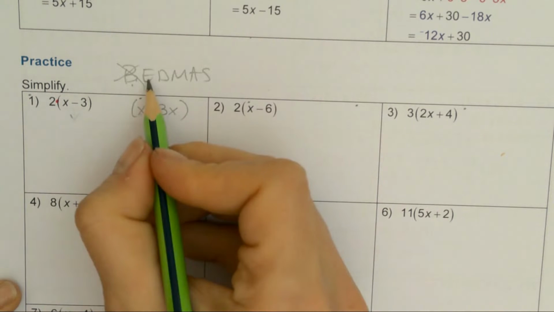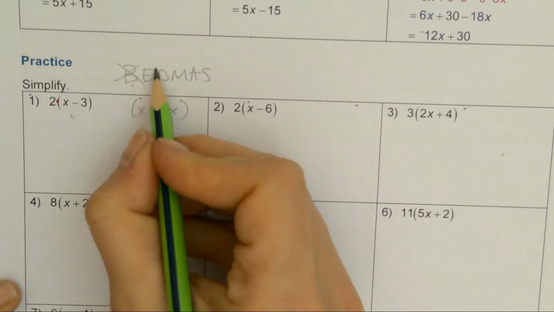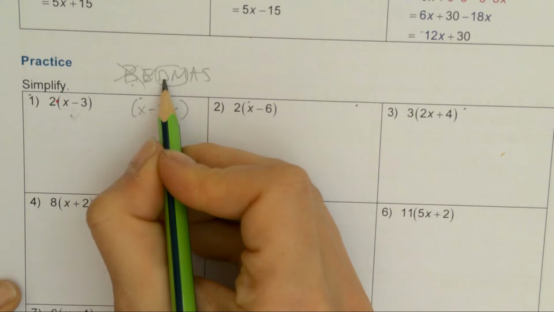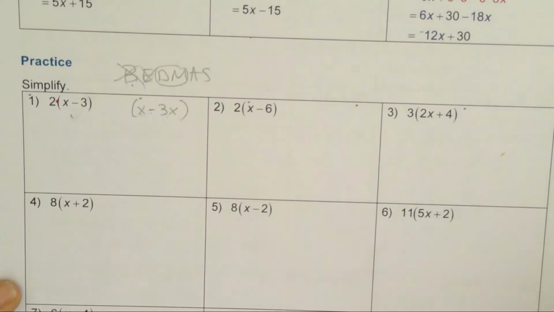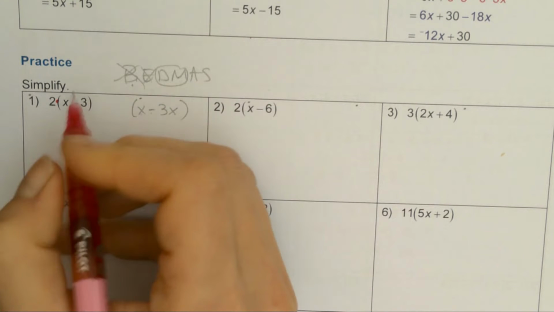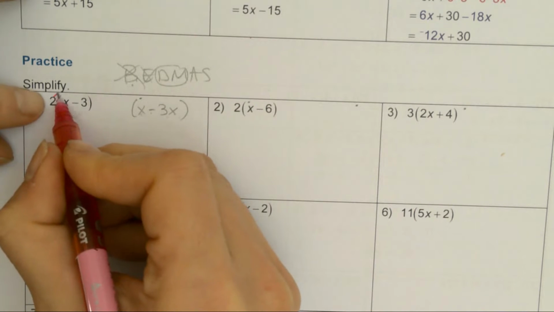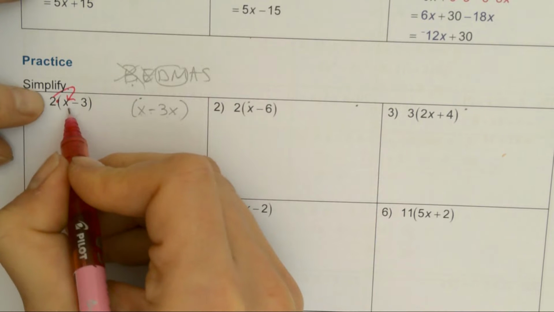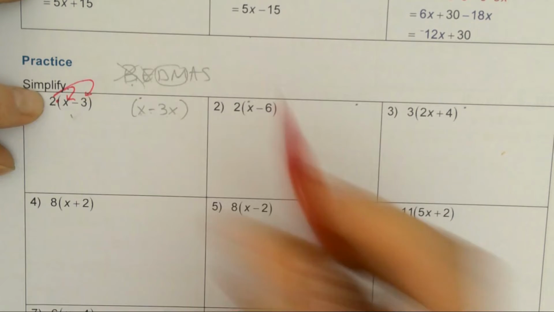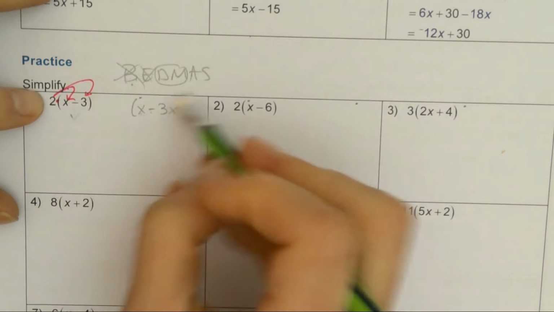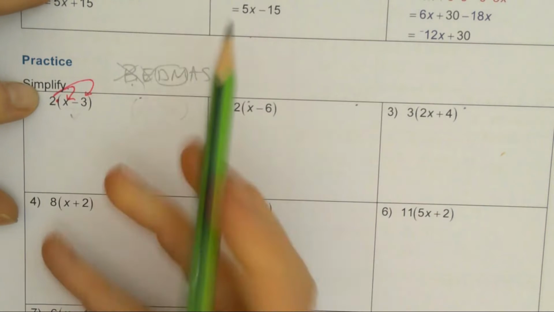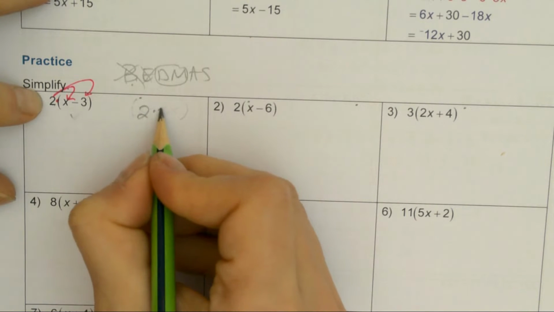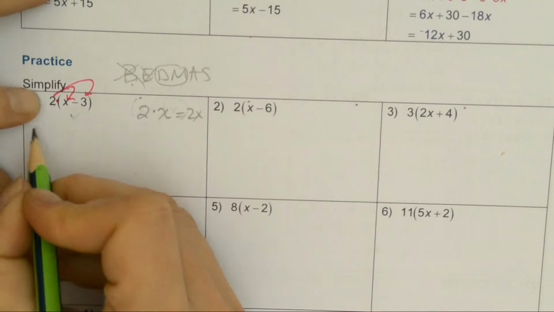Do I have any exponents? No. Do I have divide multiply? Yes, I have a multiply here. This 2 is like the meat for the sheep. You have to multiply 2 times x and 2 times the negative 3. So here, step 1 is 2 times x, which equals 2x. So you go, okay, that's 2x.